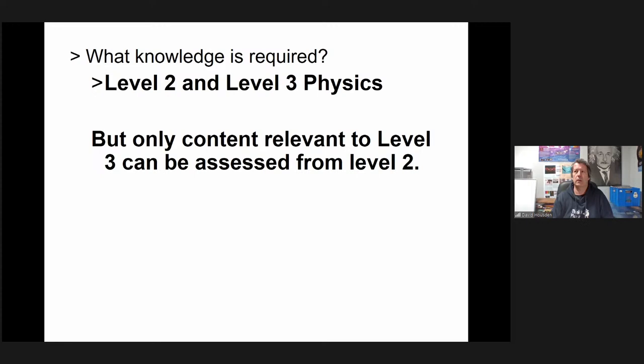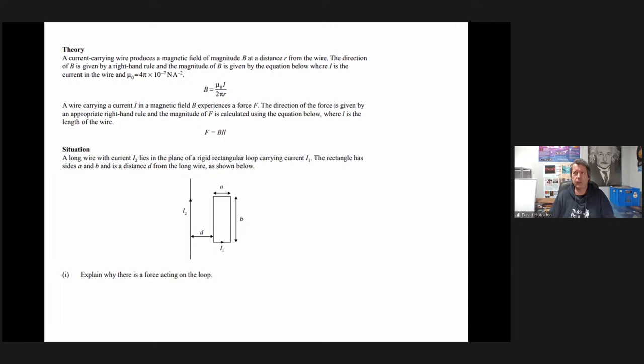So here's a question from a long time ago about magnetic fields. The relationship at the top there, B equals mu naught I over 2 pi r, is actually a relationship that is given in level one physics. And some of you might remember this is to do with the magnetic field due to a current carrying wire, and it changes as a function of how far you are away from the wire; it decreases.